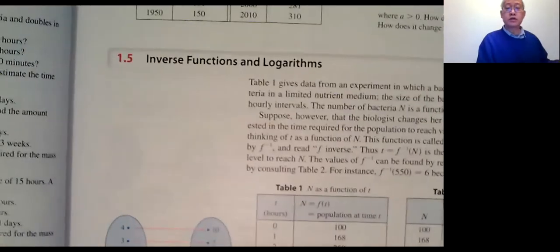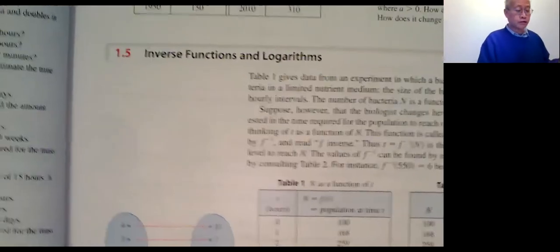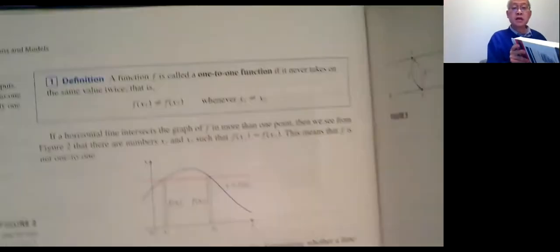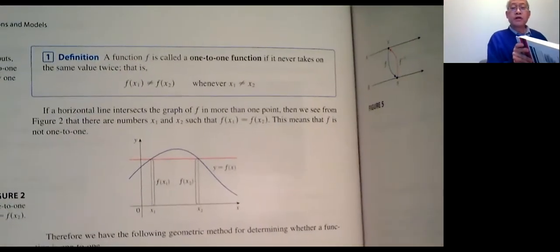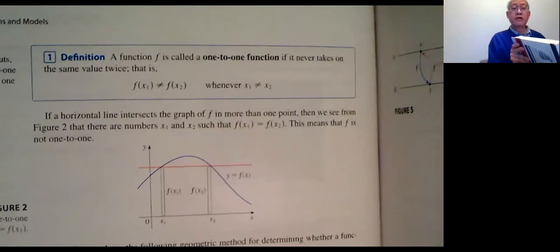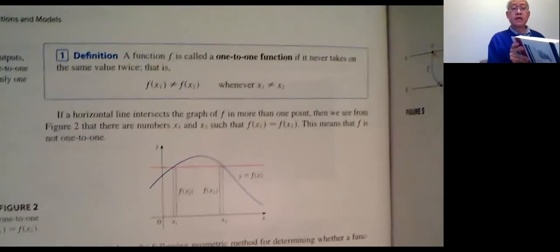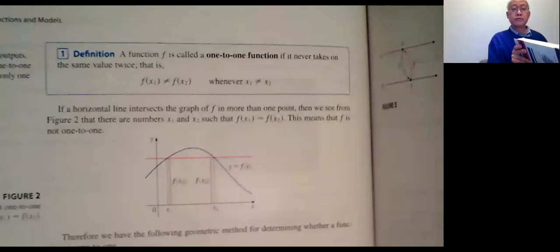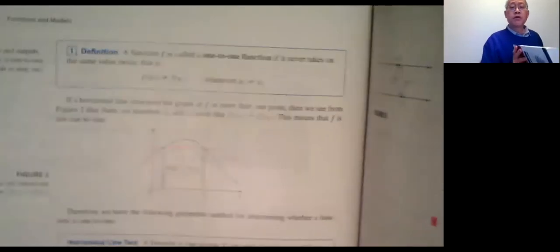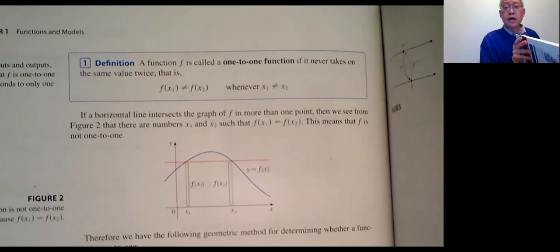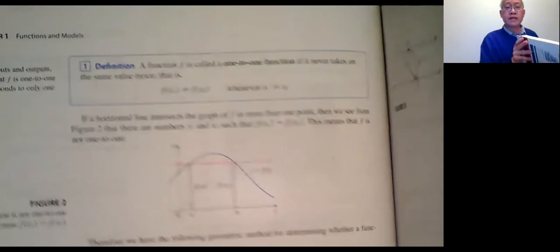So inverse functions. A review of inverse functions, one-to-one functions, and stuff like that. On page 56, a one-to-one function never takes the same value twice. They say f of x1 is not equal to f of x2 whenever x1 and x2 are different. So for a function, 1 x can give you only 1 y. For a one-to-one function, likewise, 1 y can only have 1 x that came to it.